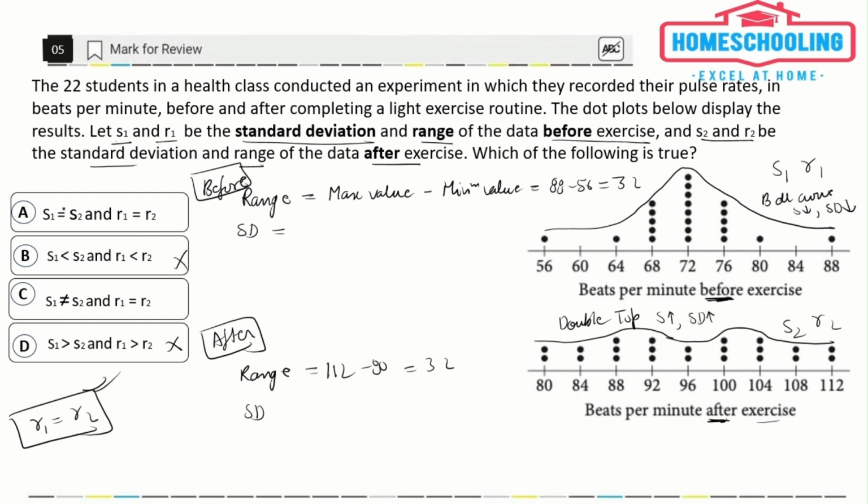So option A says that, as we already know, R1 is equal to R2. Range of both the dot plots is the same, but the standard deviation after exercise is higher, and in the before plot the standard deviation is lower. So we can say that S1 is not equal to the standard deviation of the other graph, because the standard deviation after exercise is higher than before exercise. So option C is your correct answer.